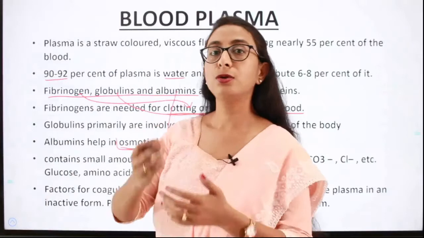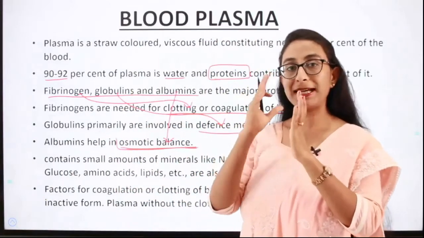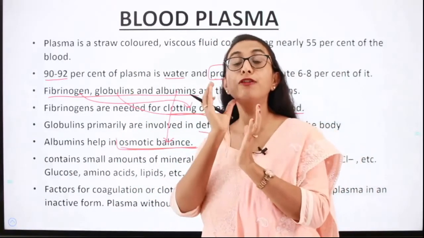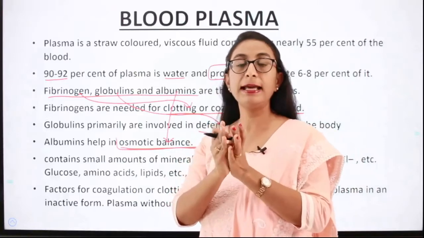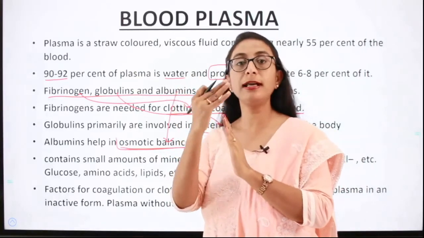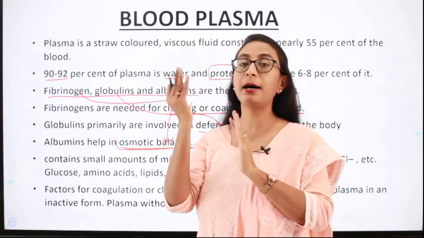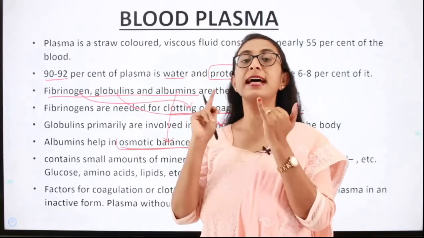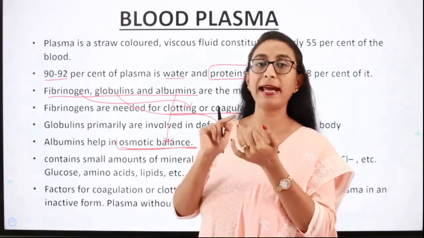Okay, so overall plasma makes up around 55% of the blood. In plasma, around 90 to 92% is water and the rest of it is proteins, among which we have three important proteins: fibrinogen, globulin and albumin.